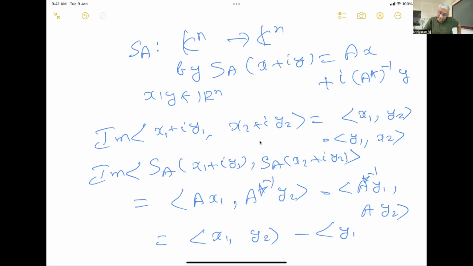Y1, X1. This is X2, right? X1, Y2, Y1, X2, right? Yeah. Okay. So it preserves the imaginary part of the inner product. A star inverse will come as A inverse here, it will get cancelled. Here, A star inverse will go as A inverse there, and it will get cancelled.